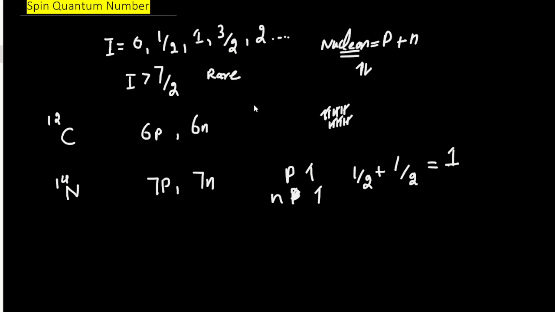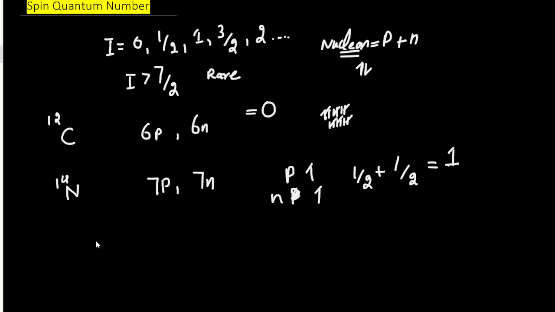If the spin is equal to 0, then we can't study those nuclei in NMR spectroscopy. So there will be no NMR spectrum for those nuclei which have the spin state 0. So our spin should not be 0 if we want to study the NMR spectra. We can't detect them in the NMR.